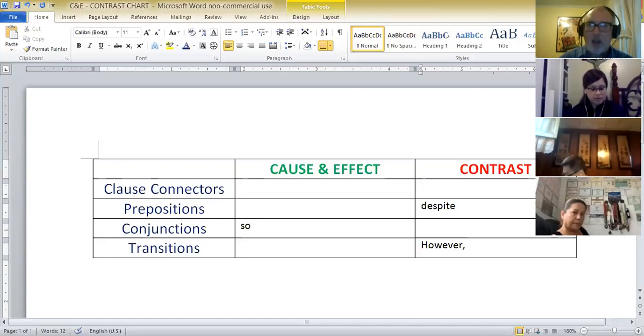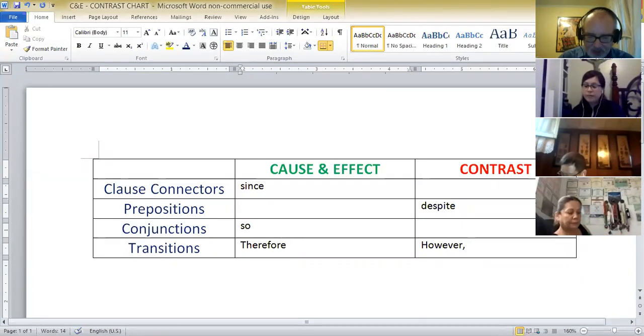All right. What about since? Cause and effect. And what kind of word is it? Clause connector, exactly. Put that there. Good. What about the word therefore? Transition, right. Cause and effect or contrast? Contrast. Therefore is contrast? Oh, no. Cause and effect. Cause and effect, right.